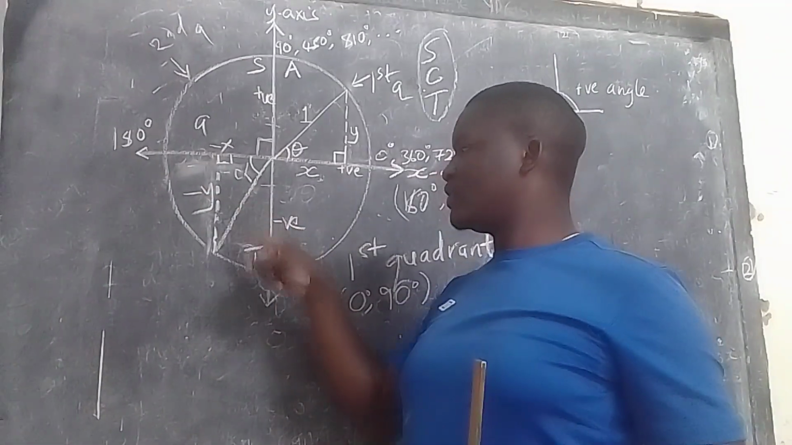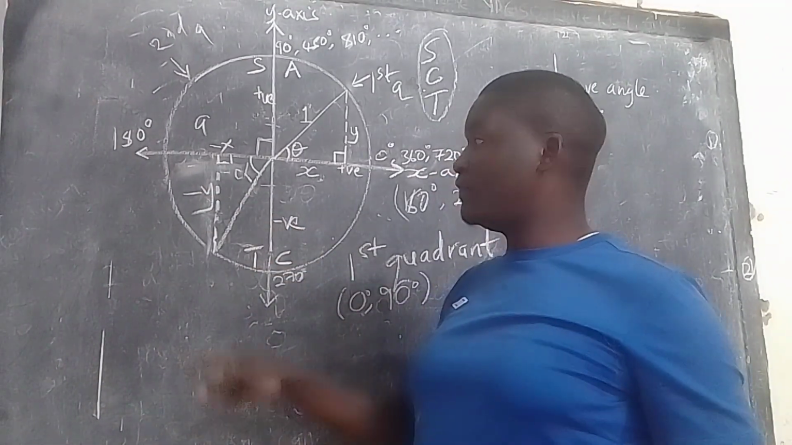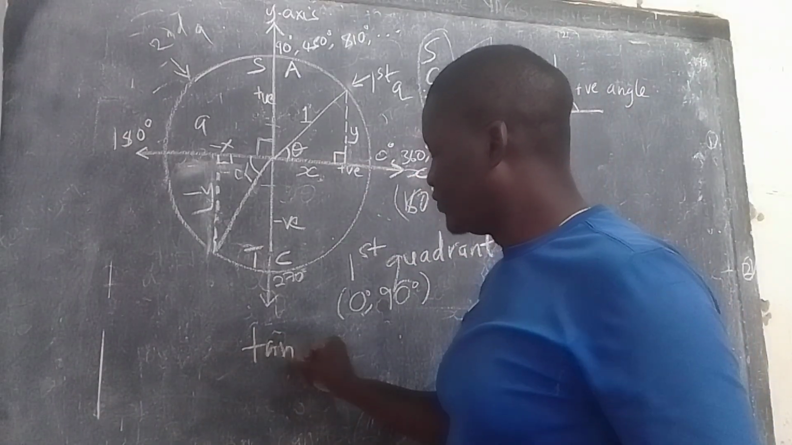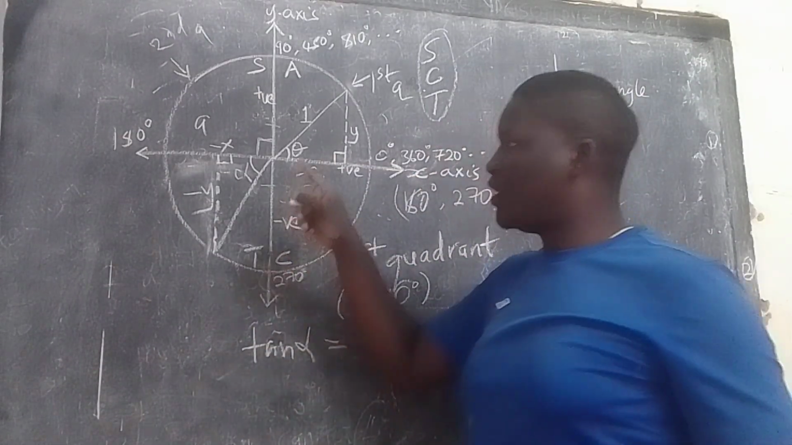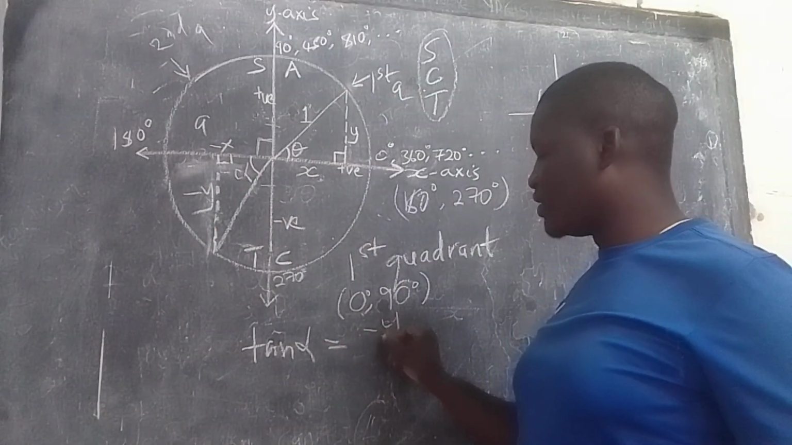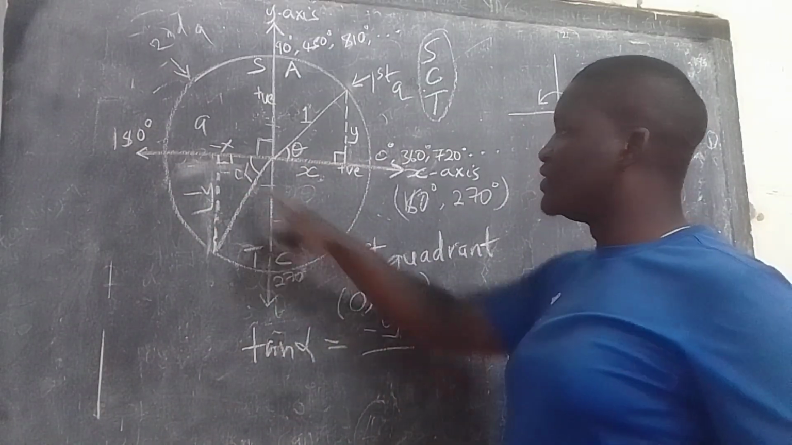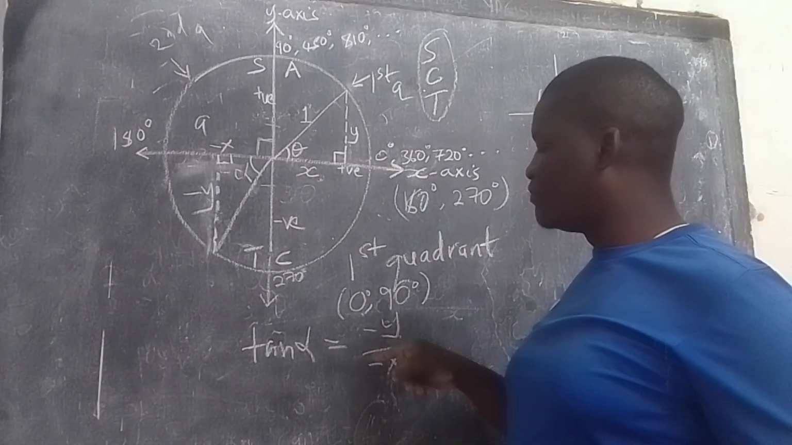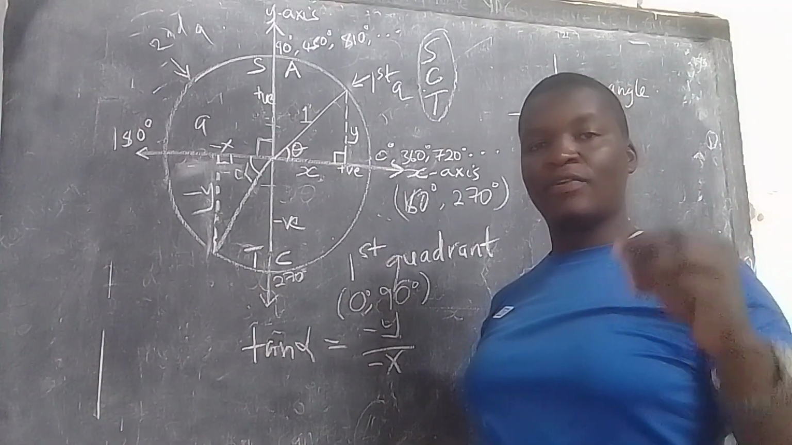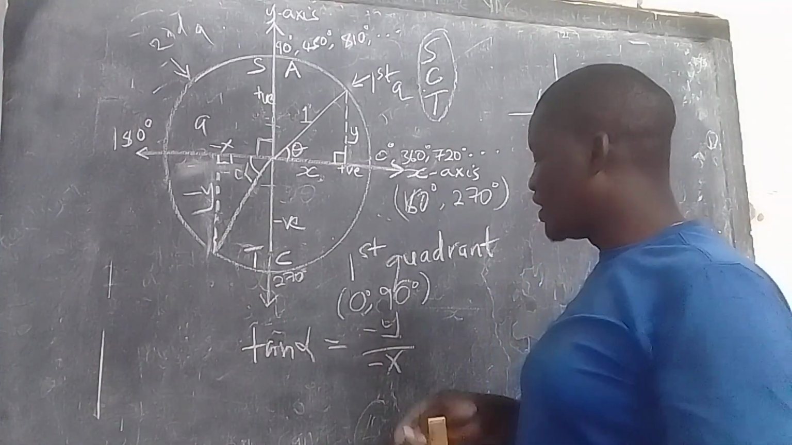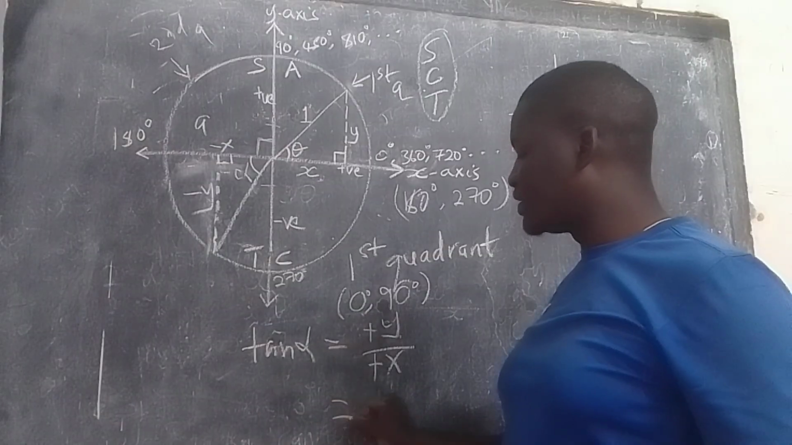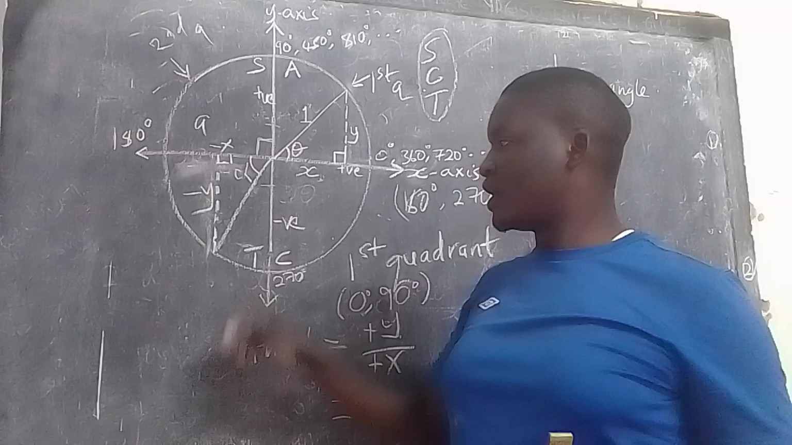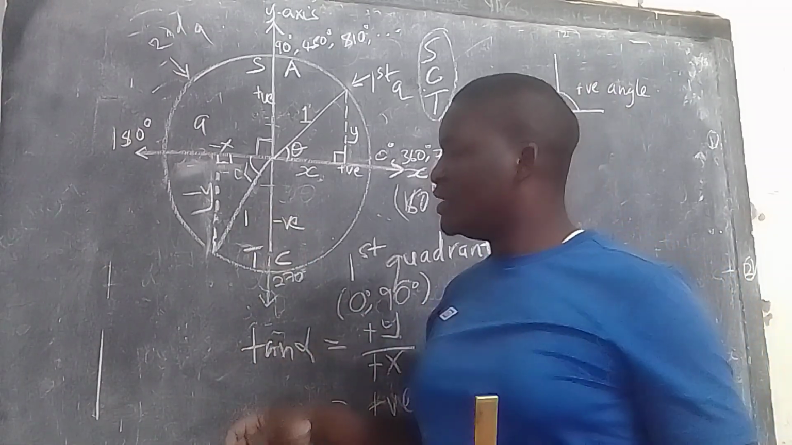If you have, let's say, here tan is positive. Why is it positive? When you look at tan alpha, it is going to be opposite, which is negative y, out of the adjacent, which is negative x. And whenever you divide a negative by a negative, you must automatically obtain a positive. So that is why in this quadrant you will find that tan is positive and the rest are going to be negative.